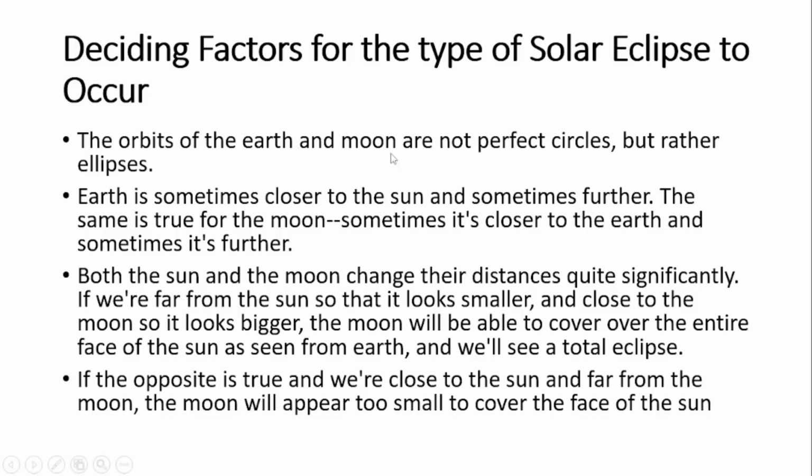Now the deciding factor for the type of solar eclipse that occurs. The orbits of the Earth and the Moon are not perfect circles, but rather ellipses. Earth is sometimes closer to the Sun and sometimes further. The same is true for the Moon, sometimes closer to the Earth and sometimes further.